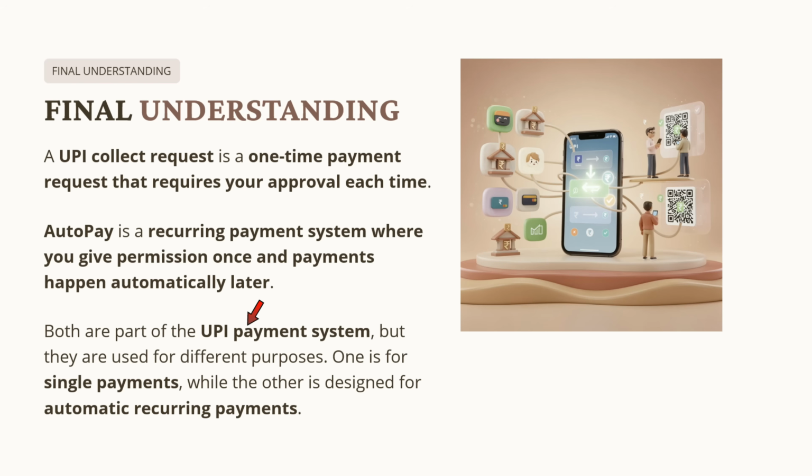Both are part of the UPI payment system, but they are used for different purposes. One is for single payments, while the other is designed for automatic recurring payments.